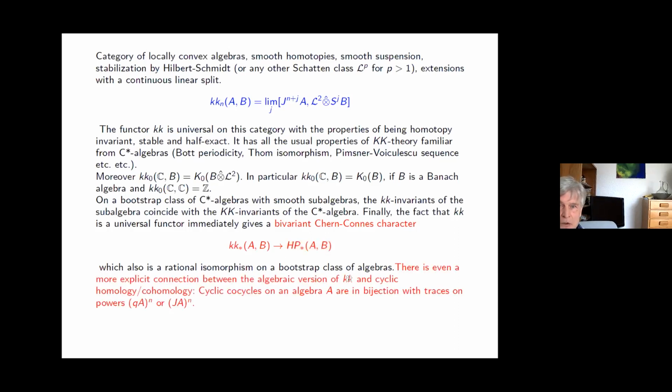There's one additional remark here. I mean, this Jones-Connes character here is completely abstract. It's based on just abstract nonsense, namely universality of the functor. But there is a more explicit connection between KK and cyclic homology, which is based on the structure of the algebra little qA and the algebra JA. Namely, it can be shown, I think the first time it was done in a joint paper with Alain, with me, that cyclic cocycles on an algebra can be described exactly as being traces on the powers of these two standard universal algebras, little qA or JA. So if you take powers of these and you take traces on these, you get exactly all the cyclic cocycles.